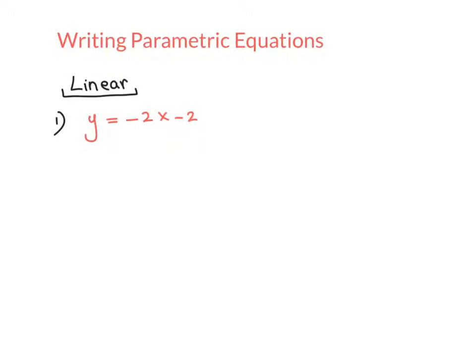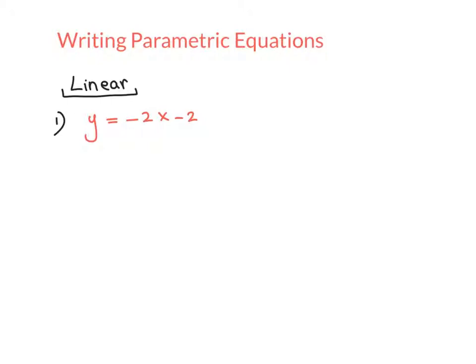Now to write this as a parametric equation, I can say let x equals t. Then y in this case would be negative 2t minus 2. And that could be a parametric equation. But then look again. Did you really change the rectangular equation? Doesn't this look exactly like this? So we didn't really do much. So even though this could be a parametric equation, I'm not going to take it. I'm going to try to write something better.